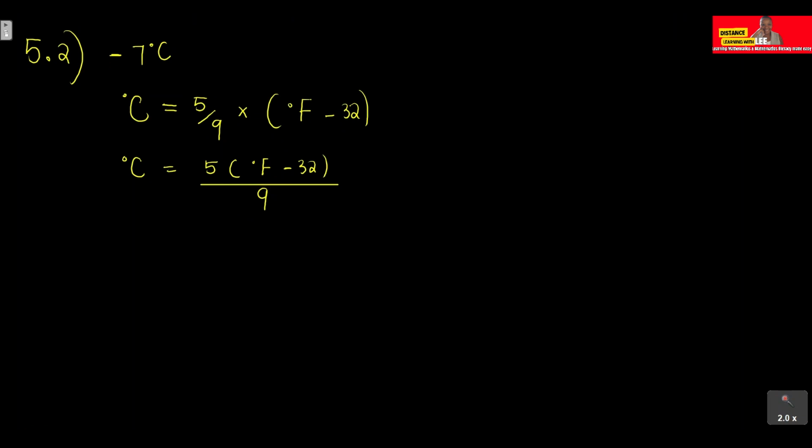Then how do I get rid of the 9 on the right hand side as well as the 5? You multiply by its reciprocal, so 9/5. Then the 9 cancels, the 5 cancels. What you do on the right hand side, you also need to do on the left hand side. Meaning that now on the left hand side, you've got 9/5 degrees Celsius is equal to degrees Fahrenheit minus 32. That is what we now have on the right hand side.